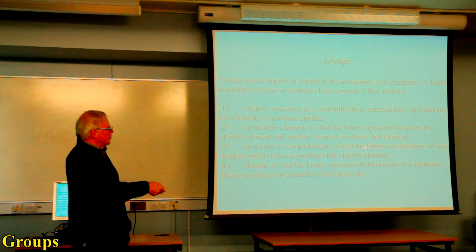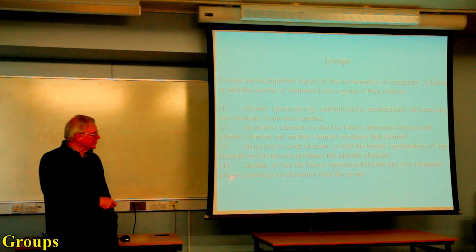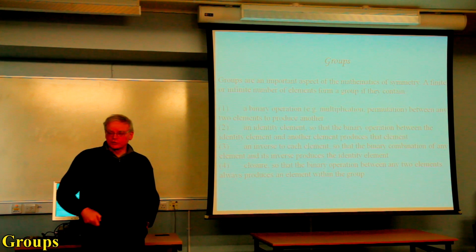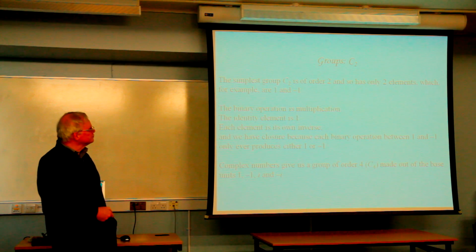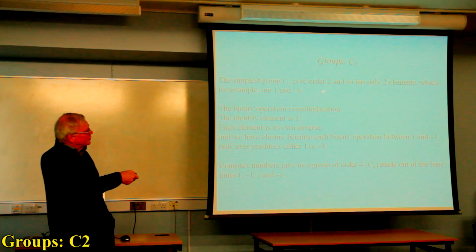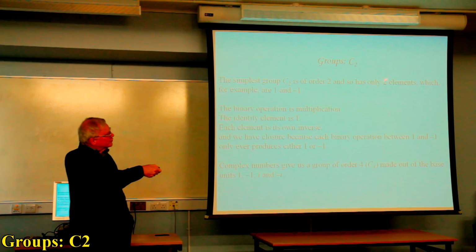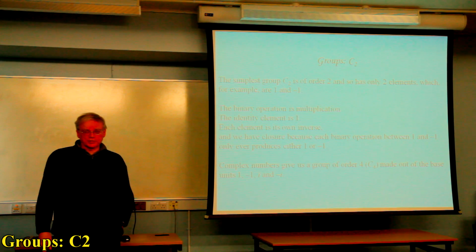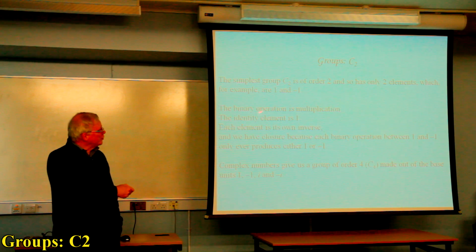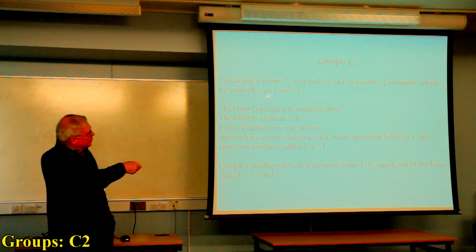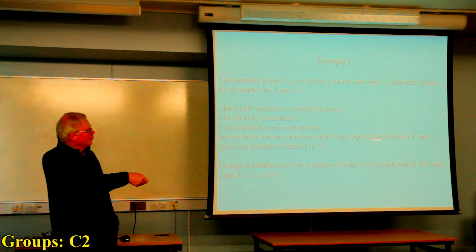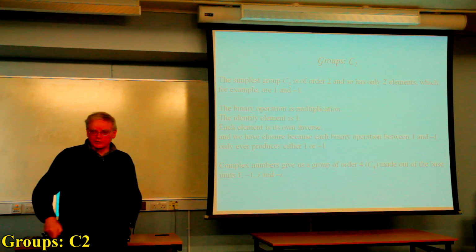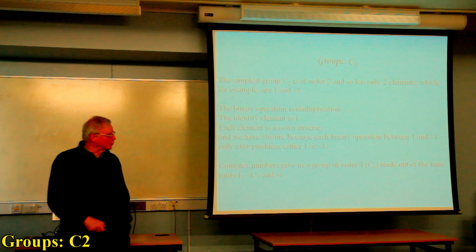An inverse to each element, so the binary combination of an element and its inverse produces the identity. And closure, so nothing new happens. So any binary operation simply produces another element in the group. This is the simplest group, C2. Order 2 has 2 elements. For example, plus and minus 1. Binary operation is multiplication, identity element is 1, each element is its own inverse, and we have closure because whatever binary operation we do, we only get 1 or minus 1. So that's a good example of a group.